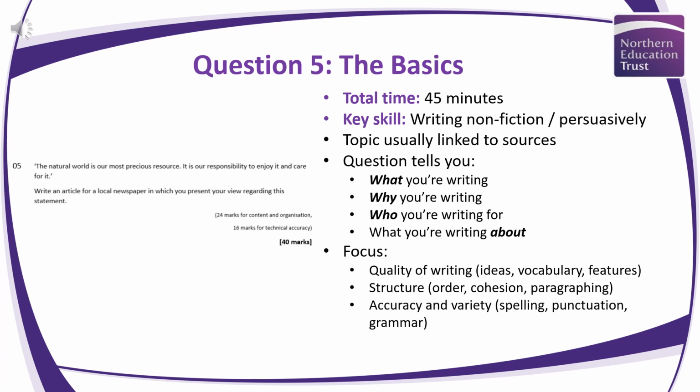Now once again, you're marked on a very clear set of things. Firstly, the quality of your writing, so your ideas, your vocabulary, the techniques and the features that you use, and the impact that they have on your audience. Secondly, you're marked on the structure of your writing, so the order things are in, and that includes your paragraphing. Thirdly, you're marked on the accuracy and the variety of your writing, and that's more or less your spelling, your punctuation and your grammar, and the range of those things that you've used.